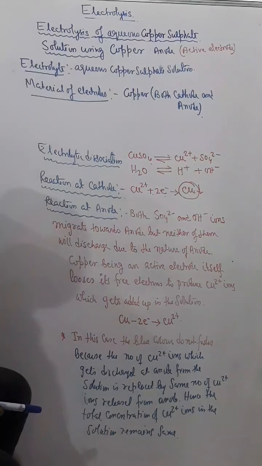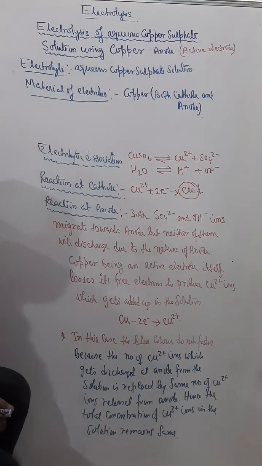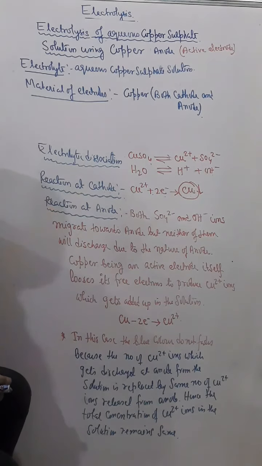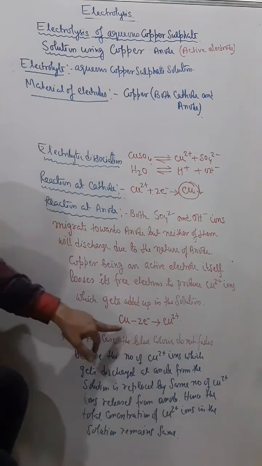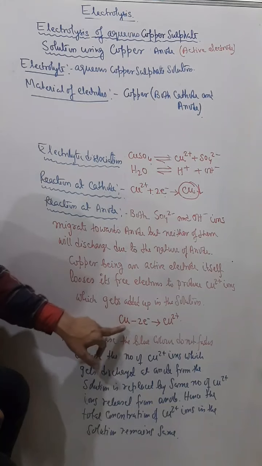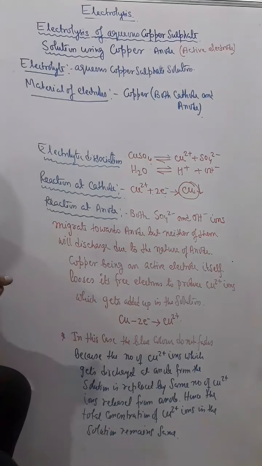In my first video I explained to you about active electrodes and inactive electrodes. Active electrode means one which itself takes part and itself loses electrons to form ions. So here, since we are using a copper anode, that anode is an active anode. Although both ions will go towards the anode, neither of them will be discharged, because copper itself will lose electrons and release Cu2+ ions. That means the copper anode will lose 2 electrons per atom, and release Cu2+ ions, which remain added up in the solution.